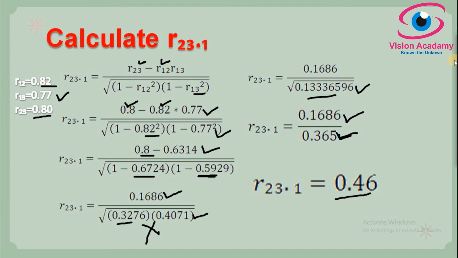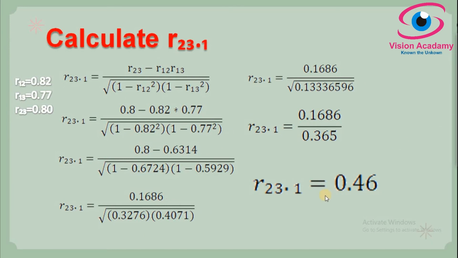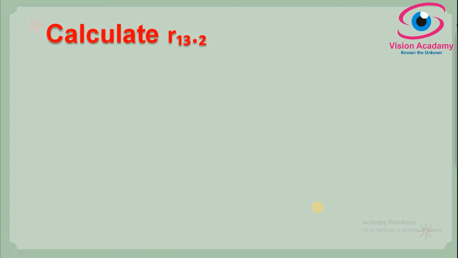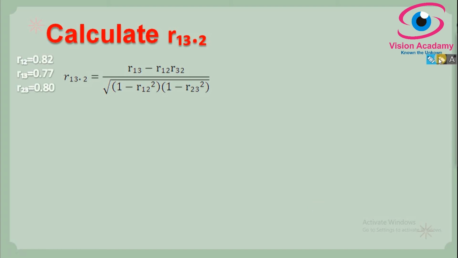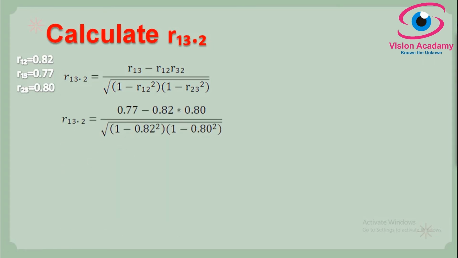So we have found the second value also. Let's move on to find the third value. The third value is R13.2, and this is the formula for the R13.2 option, and these are the respective values we need to replace in the formula. We need only three values, that is R12, R13 and R23. So here R13 is replaced by its respective value, 0.77. R12 is 0.82, here 0.82, and R32 is 0.80.